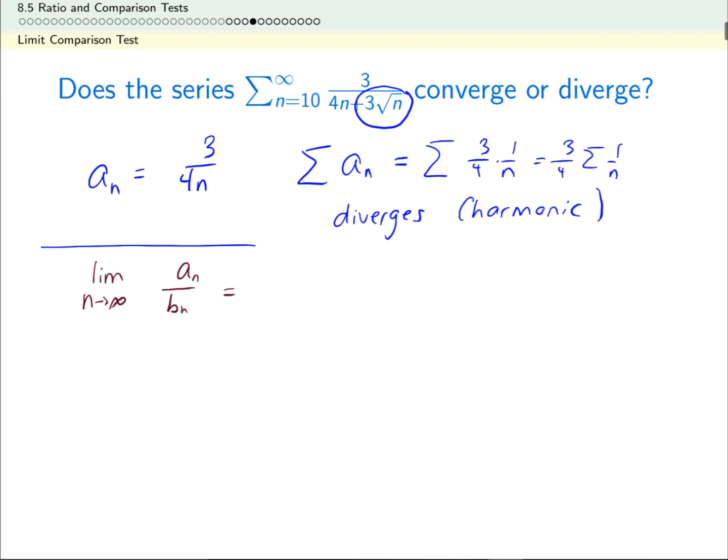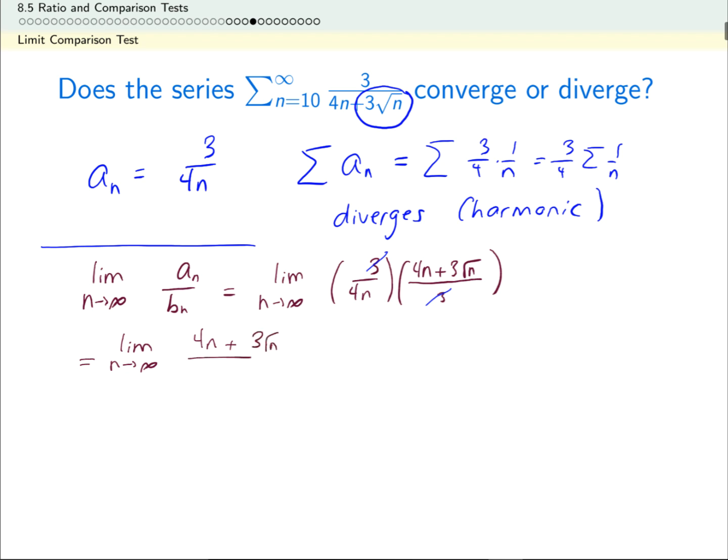I need to evaluate the limit of the ratio of paired up terms. My a_n's look like 3/4n. My b_n's, I'm going to flip them and multiply. So my top becomes 4n plus 3 root n, and my bottom becomes 3. Now I just need to figure out this limit. Cancel, cancel. This is the limit, as n goes to infinity, of 4n plus 3 root n divided by 4n.